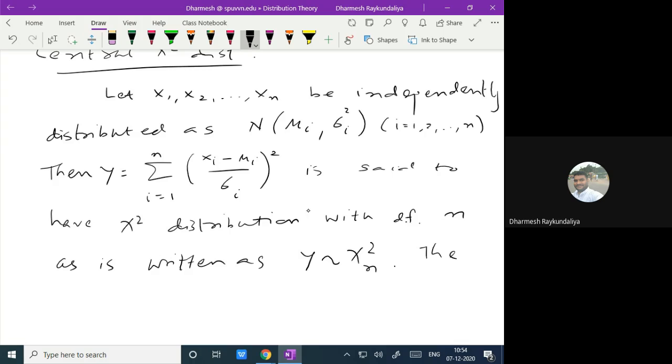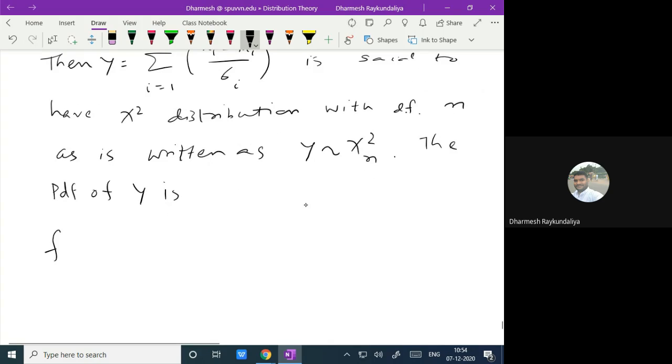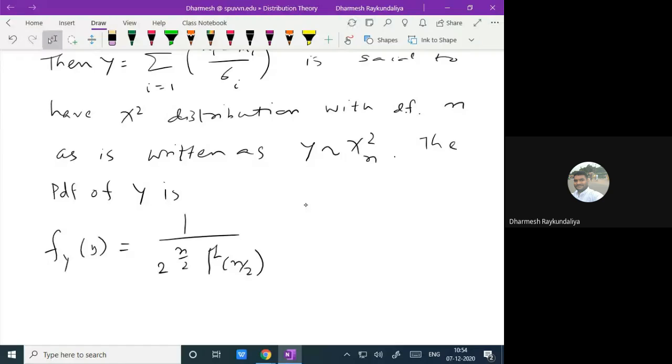The PDF of y, it is f of y, is nothing but 1 upon 2 raised to n by 2 gamma n by 2, y raised to n by 2 minus 1, e raised to minus y by 2, and y lies between 0 to infinity.